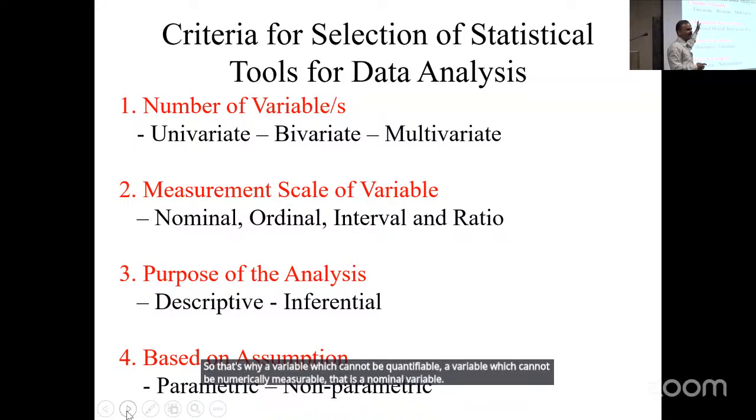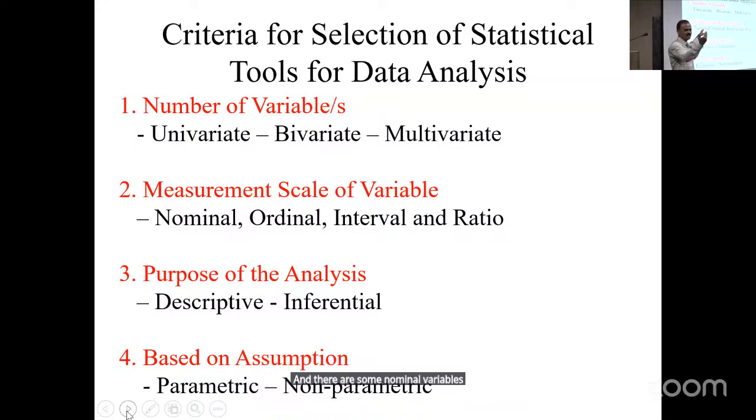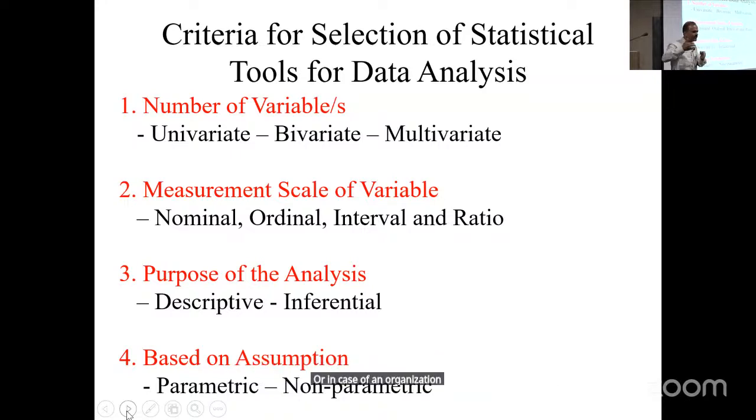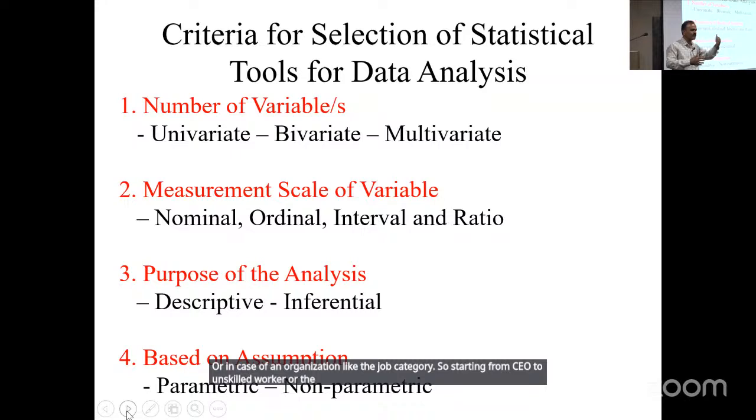And there are some nominal variables that have additional characteristics or attributes by which the variables can be classified or ordered. Therefore, those are called ordinal variables. Examples are the level of satisfaction, or in an organization the job category, starting from CEO to unskilled worker, or the level of education, from primary to secondary to college education. We can have several such variables; they are also nominal variables, but there is a meaning in ordering them.